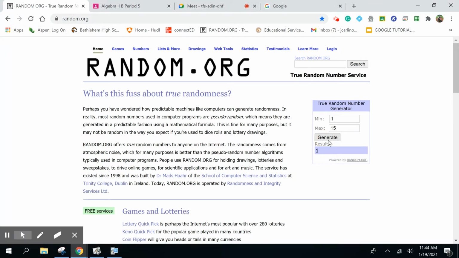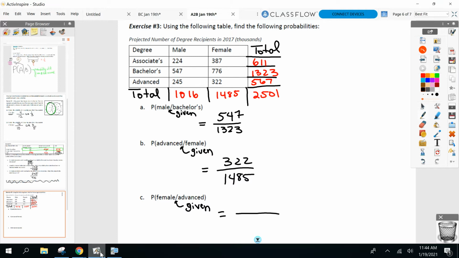Bassett, you got it. 322 over 1485. Hold on. I get the 322, but now it's out of advanced now. How many have advanced degrees, Bassett? Because that's the group I'm picking from. 567. There you go. 322 out of the 567 who have advanced degrees.